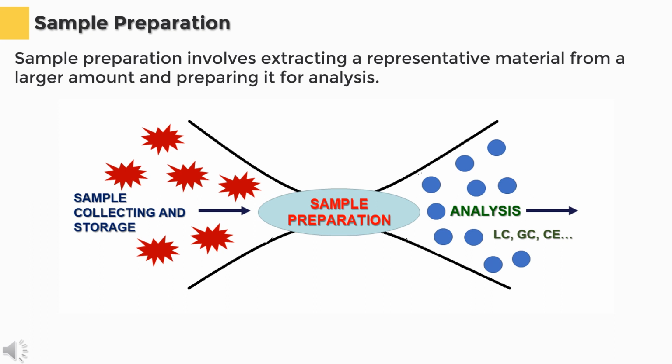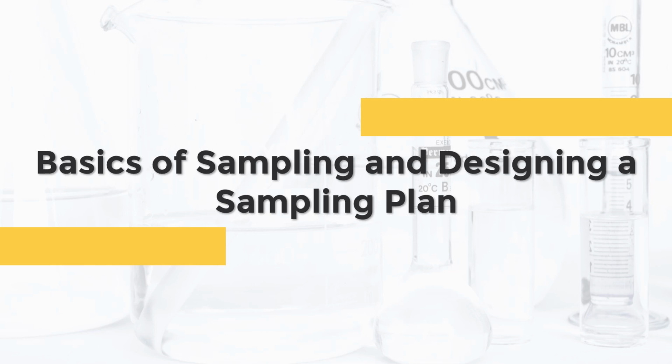It improves the matrix by releasing analytes, removing interfering elements, concentrating or diluting the matrix if analyte levels are too low or too high, and chemically altering analytes for improved sensitivity. This improves accuracy, reduces the risk of distortion, and minimizes contamination during analysis. Let us discuss the basics of sampling and designing a sampling plan.